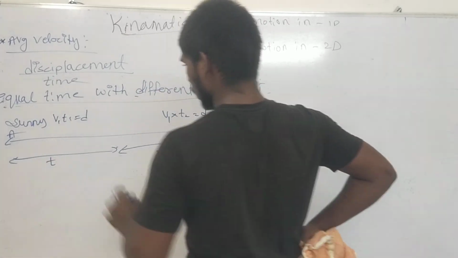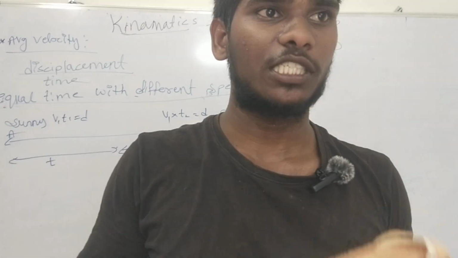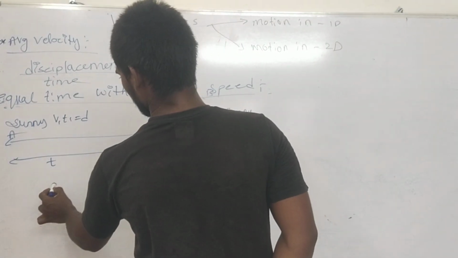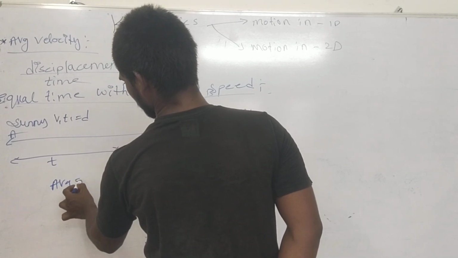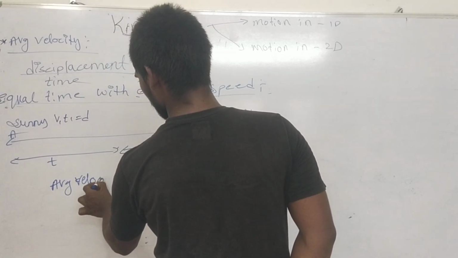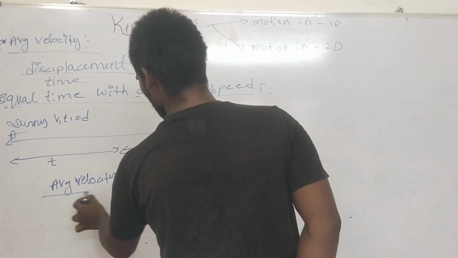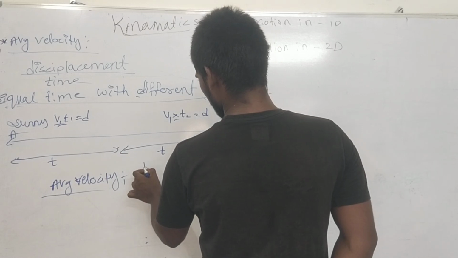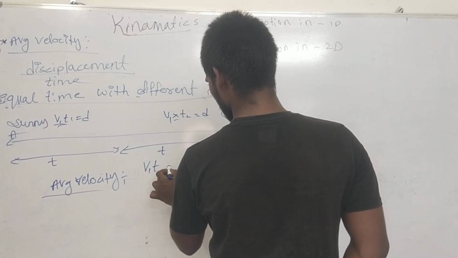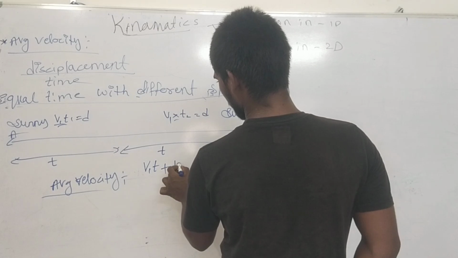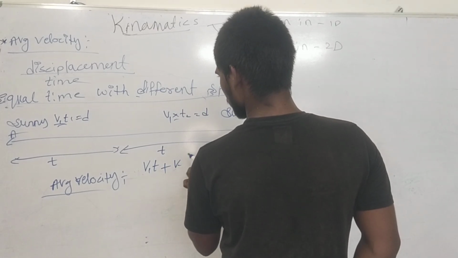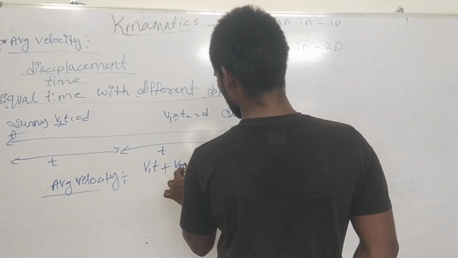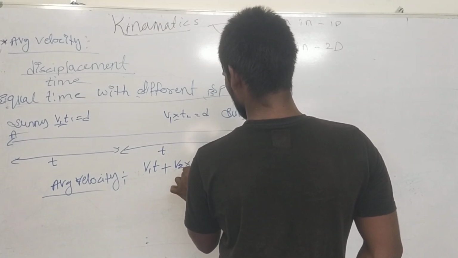Now find the average velocity of Sunny. So average velocity: total displacement means V1 T plus V2 T, different speed, right? V2 into T, divided by 2T.